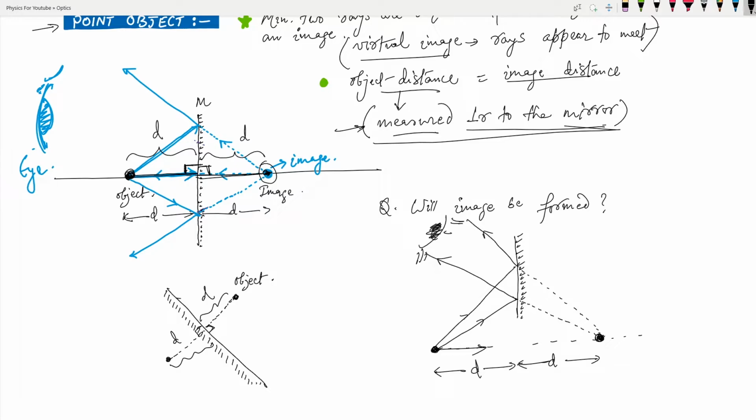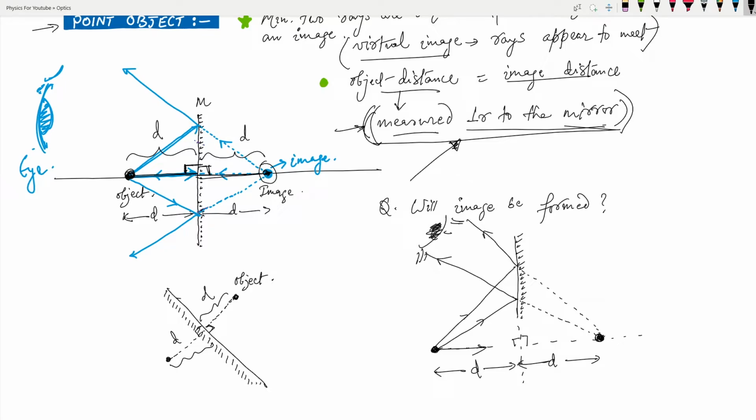So we can see that the image is formed perpendicular to the mirror. This is the concept that I actually want to instill inside you. I hope this is clear, that measured perpendicular to the mirror is very important, because object distance is equal to image distance. That's something everybody knows. I hope this much is clear. This is all about a point object when placed in front of a plane mirror.